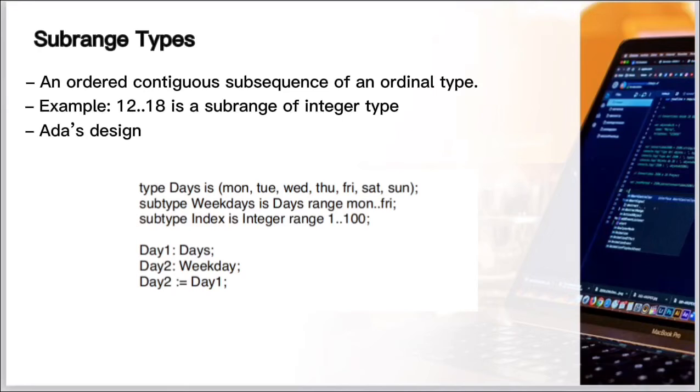Subrange types. An ordered contiguous subsequence of an ordinal type. Example, 12 to 18 is a subrange of integer type. Ada's design. Type days is Monday, Tuesday, Wednesday, Thursday, Friday, Saturday, Sunday. Subtype weekdays is days range Monday to Friday. Subtype index is integer range 1 up to 100. Day 1, days, day 2, weekday, day 2 equals day 1.